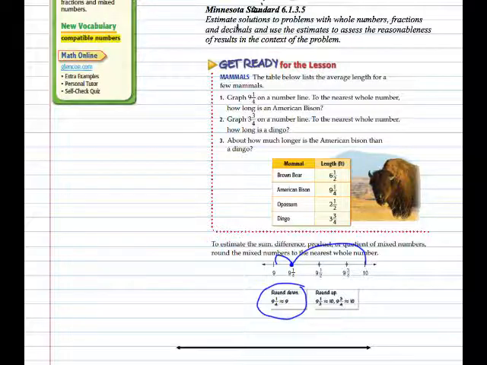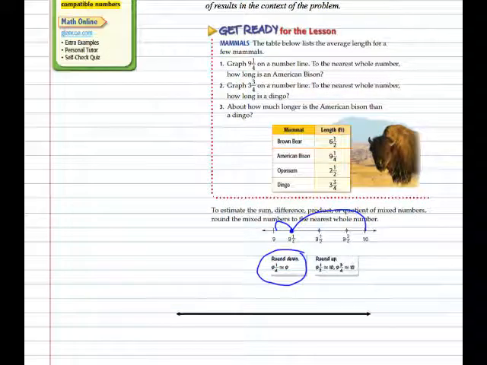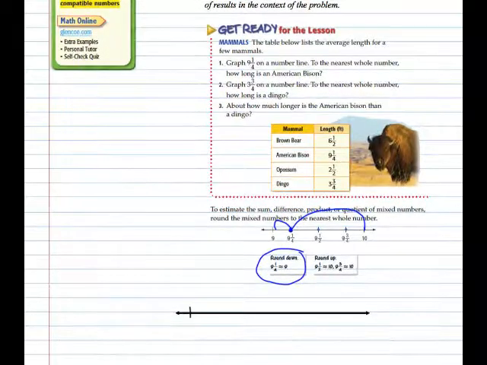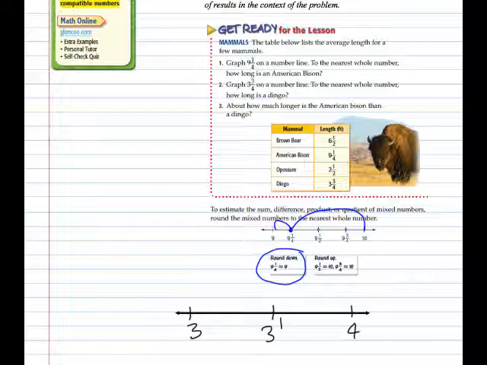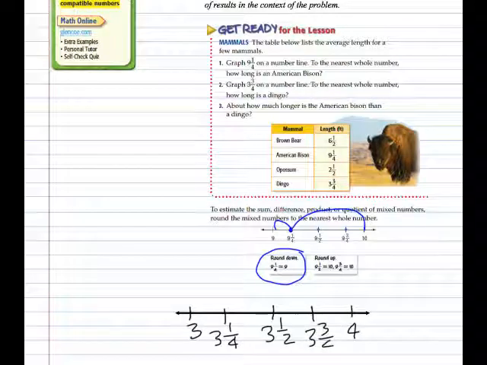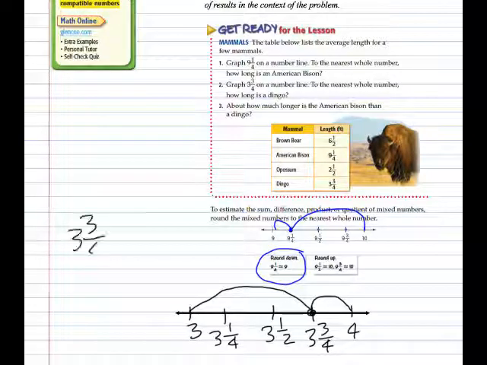Graph 3 3/4 on a number line. We're going to use this number line right here. We're going to start with 3 on this end, 4 on this end. We're going to go 3 1/2 in the middle, 3 1/4 here, 3 3/4 here. 3 3/4 on a number line would be right here, clearly closer to 4 than it is to 3. So 3 3/4 would round to 4.